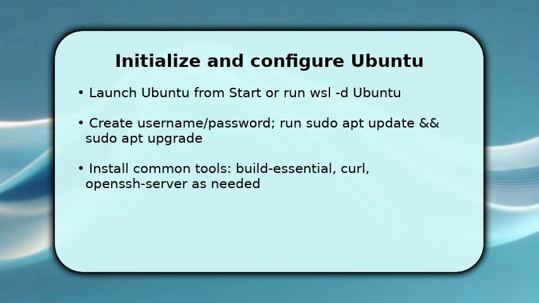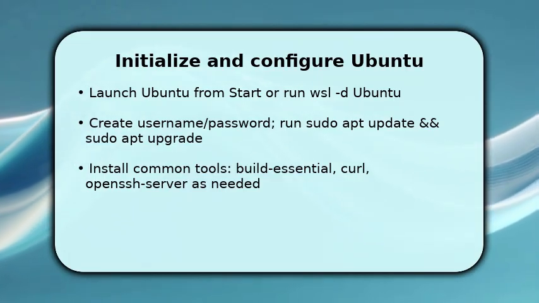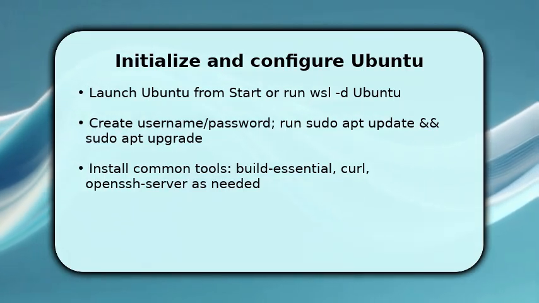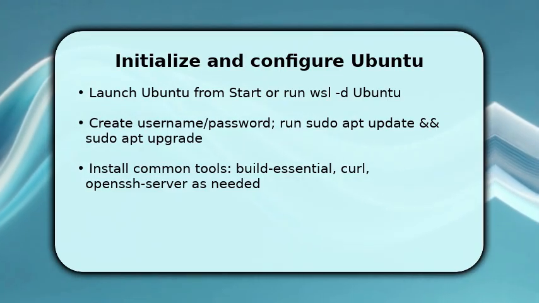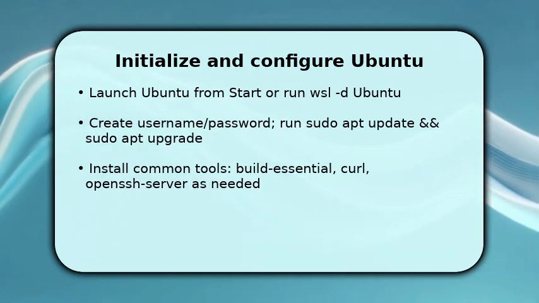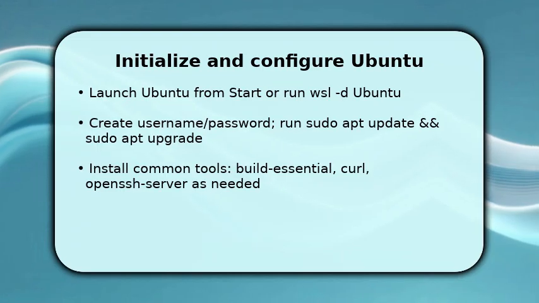Once the shell is ready, run sudo apt update and sudo apt upgrade to get current packages. This avoids package conflicts later. Then install essential tools like sudo apt install build-essential curl and openssh-server only if you need remote access. Make sure to configure time zone and locale if asked.